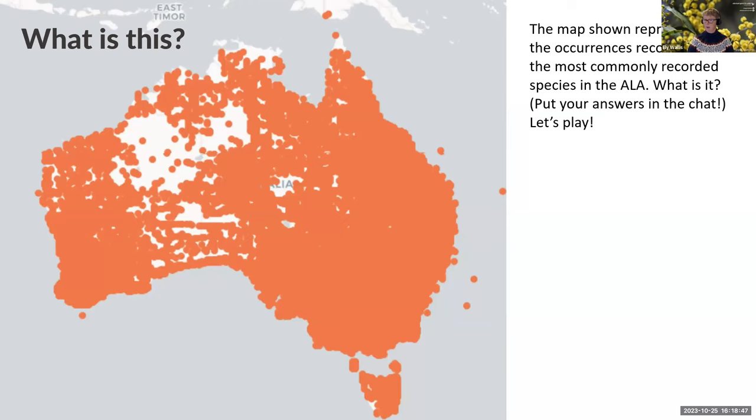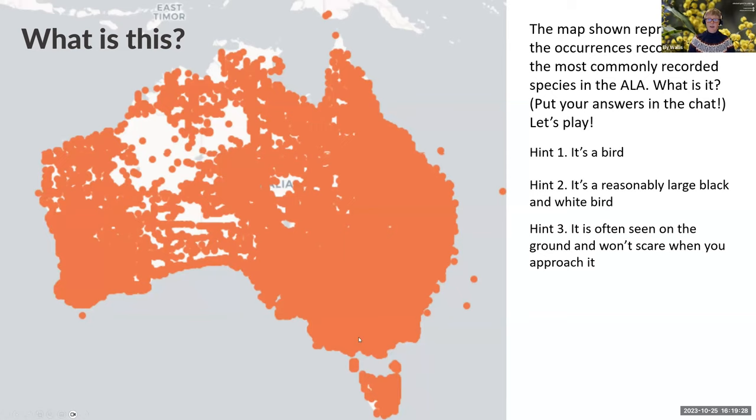You can put your answers in the chat. I can't see the chat, so I won't know if anyone's getting it right or not. But I can see that there's three people already who have put their answers in the chat. Dingo is not correct, nor is eucalyptus, nor is rabbit. So you get a clue: not kangaroo, and definitely not cane toads. First hint, it's a bird, not a rat. Okay, no further offers. Second hint: a reasonably large black and white bird, not a kookaburra. Good, not an emu. Both good guesses. It's often seen on the ground, except it's not an emu, and it won't run away or scare when you approach it.